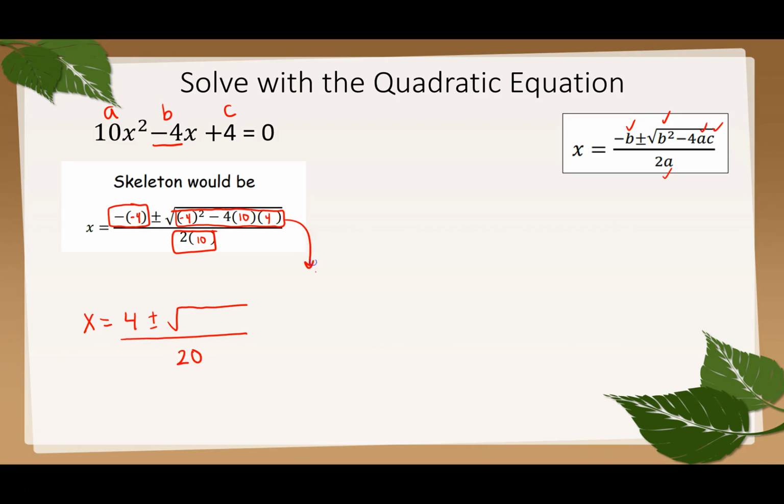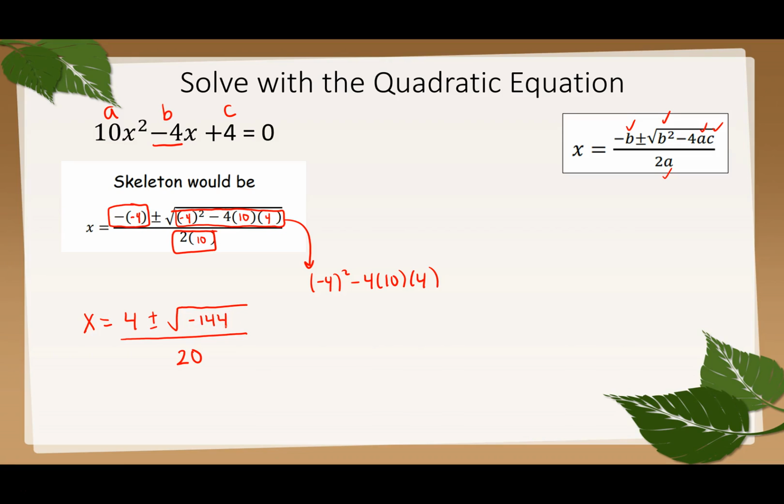So let me do this right here. So that's a -4 squared minus 4 times 10 times 4. So make sure you're getting the same thing as me in your calculator. Please make sure you have your parentheses. If not, you're going to get a mistake. All right, I get -144.